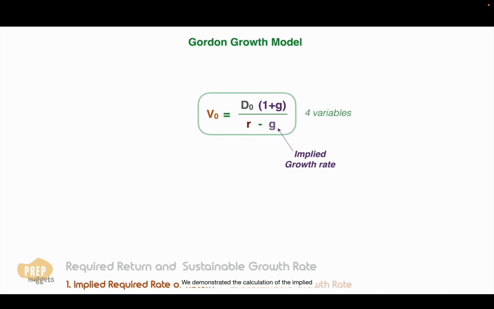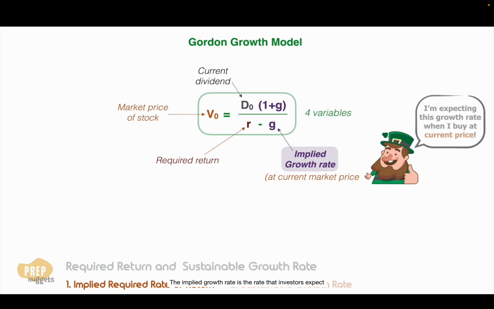We demonstrated the calculation of the implied growth rate based on the current stock price, current dividend, and an assumed required return of the stock. The implied growth rate is the rate that investors expect when they purchase a stock at its market price.